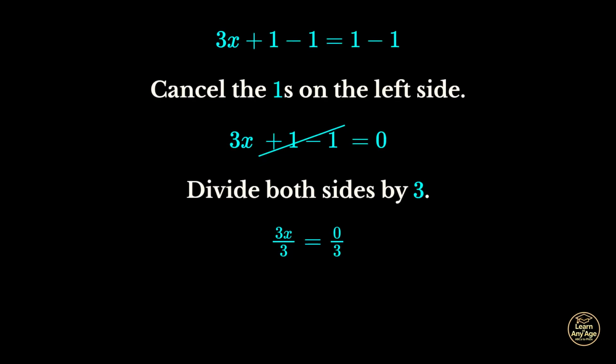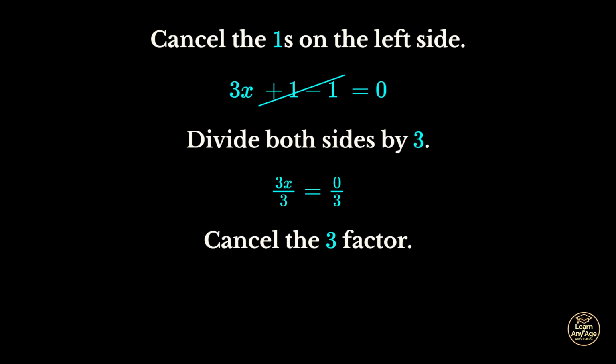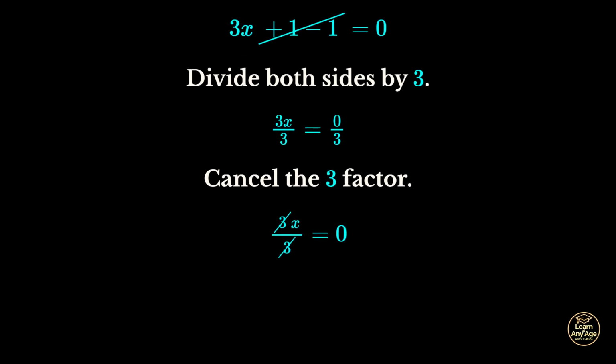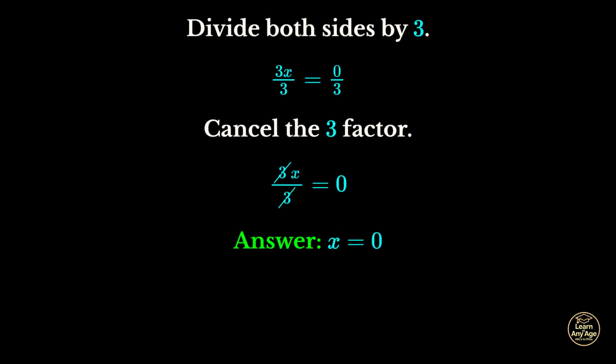Divide both sides by 3. 3x over 3 equals 0 over 3. Cancel the 3 factor. 3 cancelled out, x over 3 cancelled out, equals 0. Answer, x equals 0.